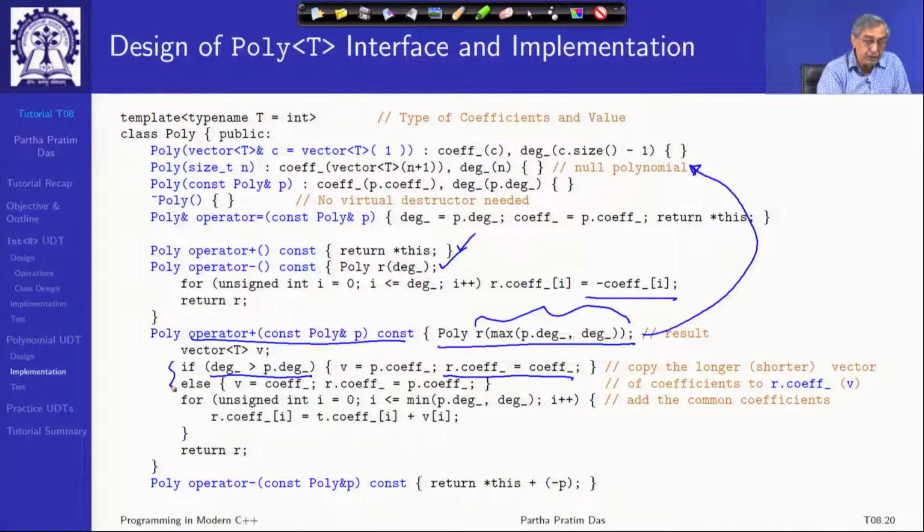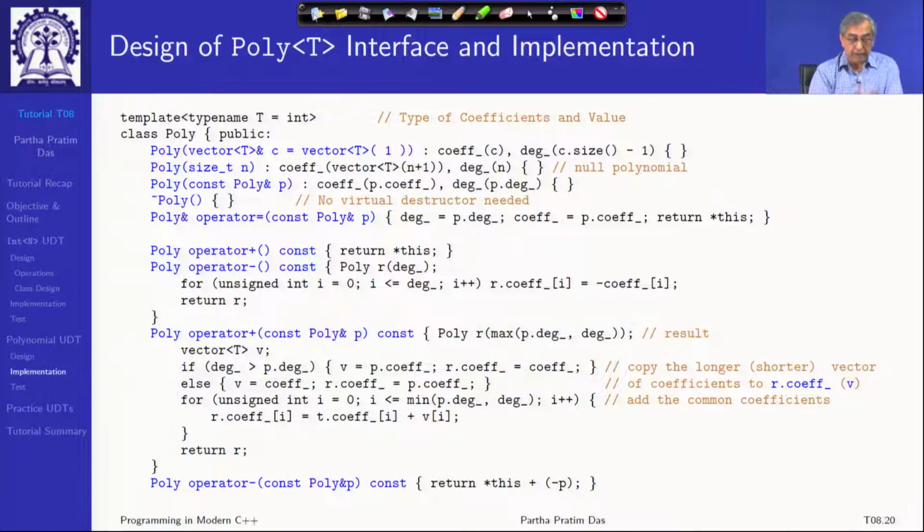So, depending on the degree, we copy the larger coefficients of the larger polynomial into the result polynomial, and then we add the coefficients up to the smaller degree from both the polynomials and put them into the result polynomial, right. So, this is the simple addition, just the formula we wrote, we are just implementing that.